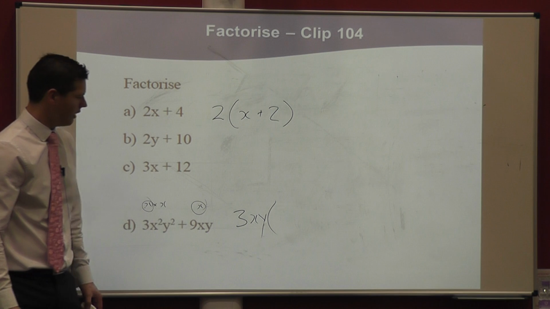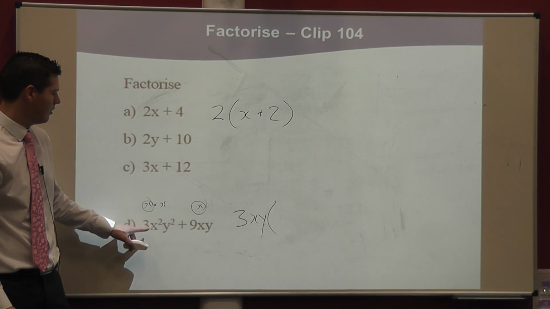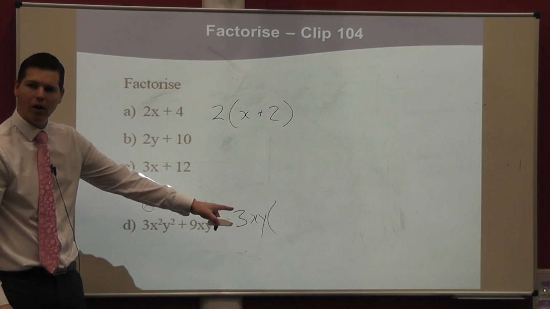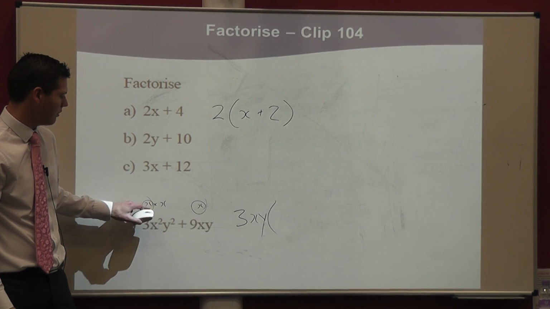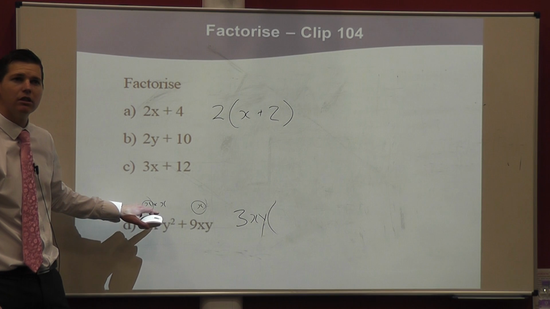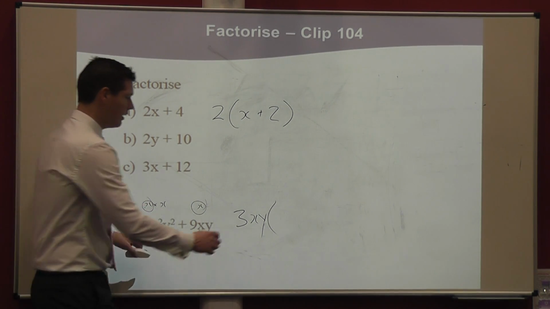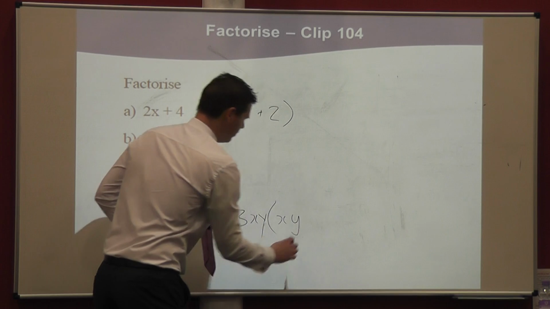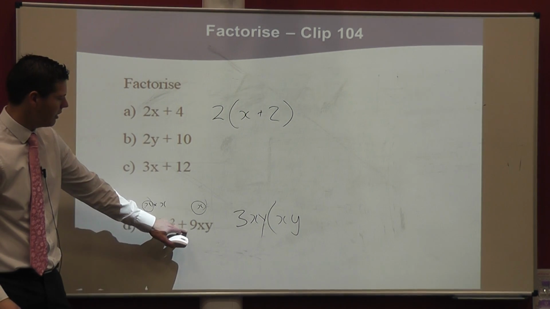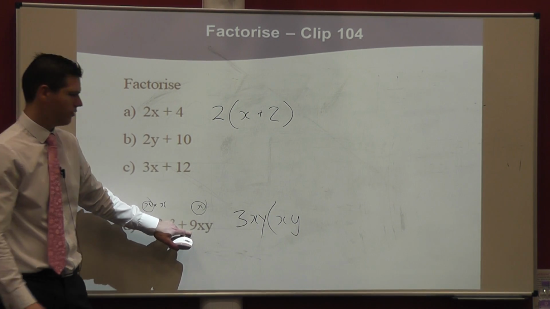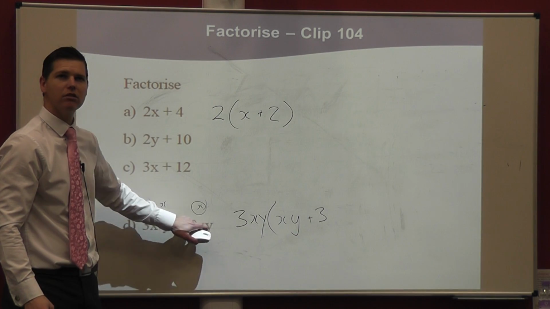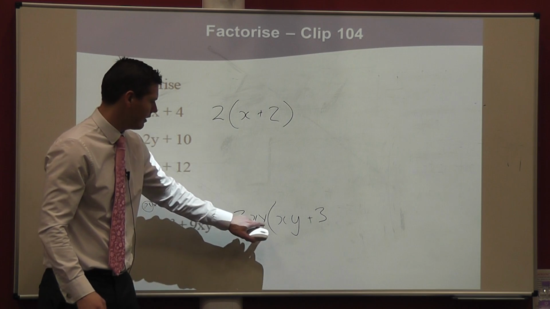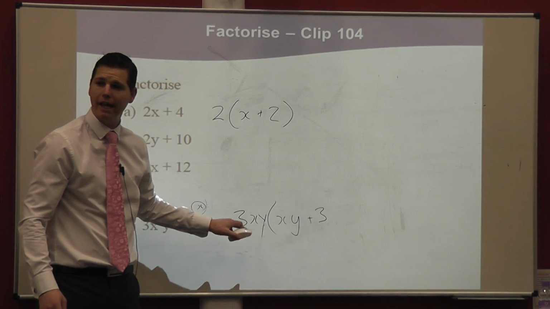Bracket. And then I sit there and say 3 times what? 3xy multiplied by what would give me x squared and y squared. So what was left here? When I took that x out, what was left? Just an x and a y. And then what about the second part? 3 times what gives me 9? 3. And was there an x and a y left? No, it's already 3xy. Times by 3 gives me 9xy.